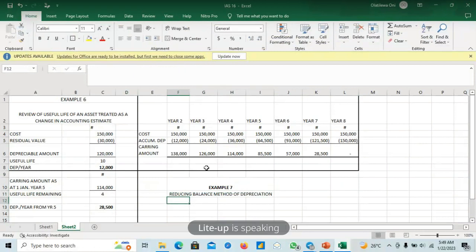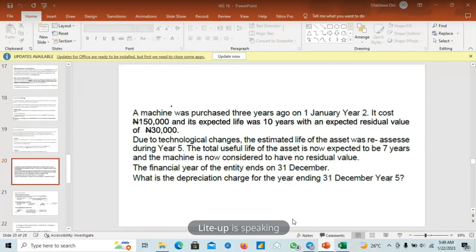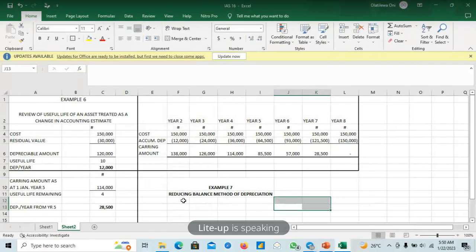Reducing balance method of depreciation. For the reducing balance method of depreciation, I want to use the same example we had here, at least for the first 3 years. As it is now, reducing balance usually uses rates. So let's assume that a depreciation rate of 20% is given.